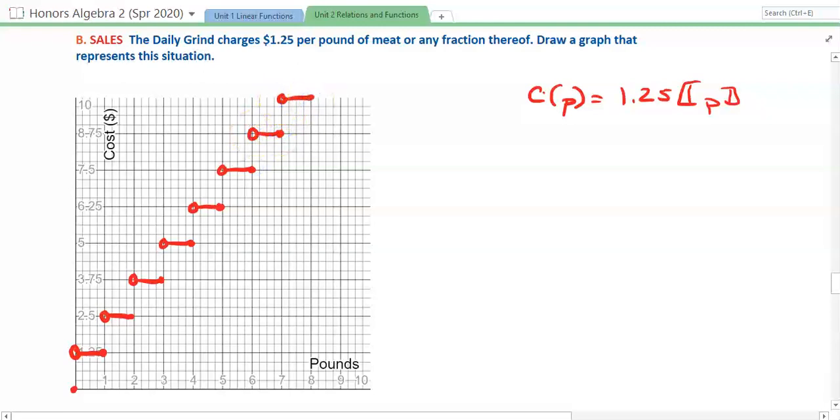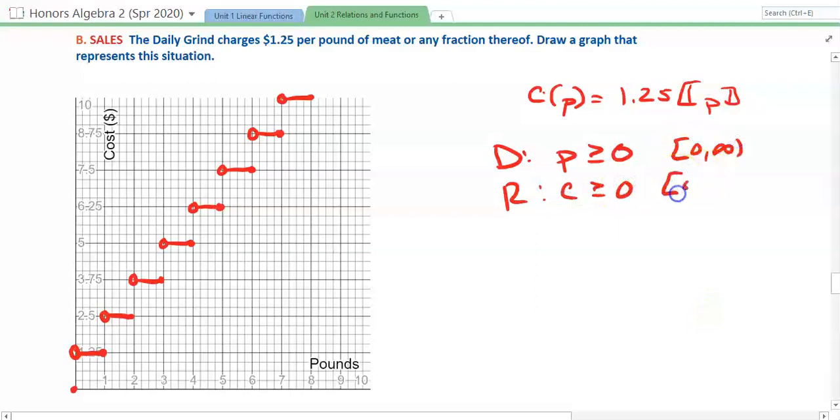Okay. Now again, our domain, let's talk about domain and range for a second. Our domain, our p-values have to be greater than or equal to 0, right? Because it doesn't make sense to have negative pounds of meat. And our range would be that the cost is greater than or equal to 0. And again, if we're doing interval notation, 0 to infinity and 0 to infinity.